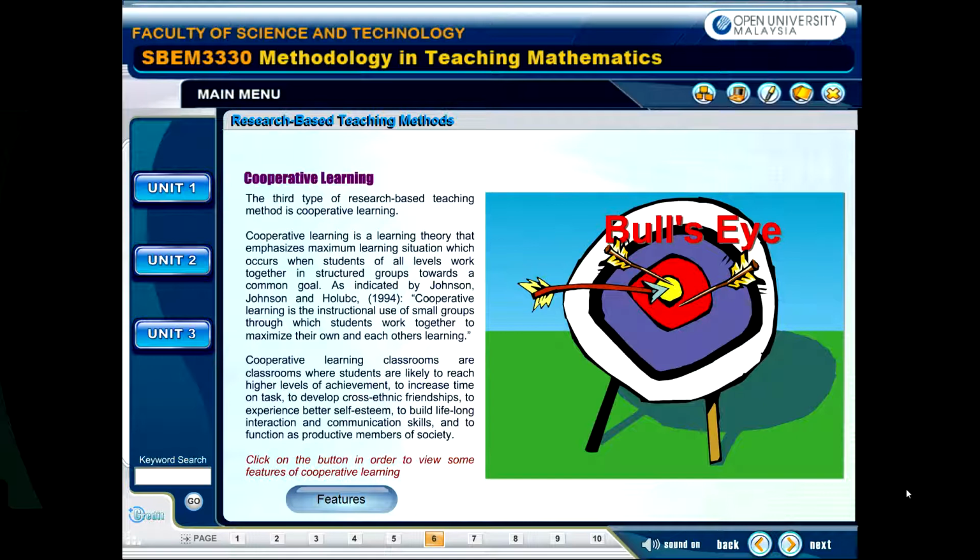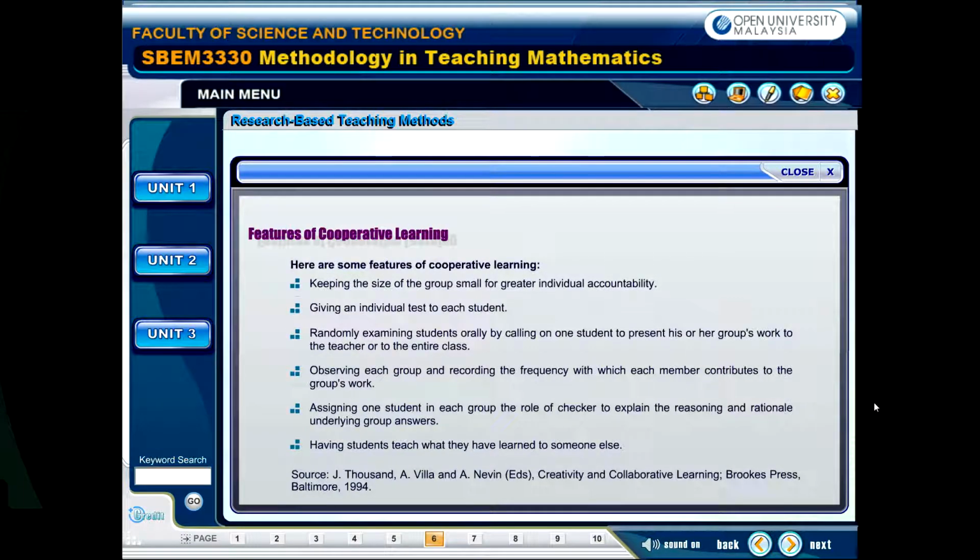Cooperative learning classrooms are classrooms where students are likely to reach higher levels of achievement, to increase time on task, to develop cross-ethnic friendships, to experience better self-esteem, to build lifelong interaction and communication skills, and to function as productive members of society. Click on the buttons in order to view some features of cooperative learning. Here are some features of cooperative learning.